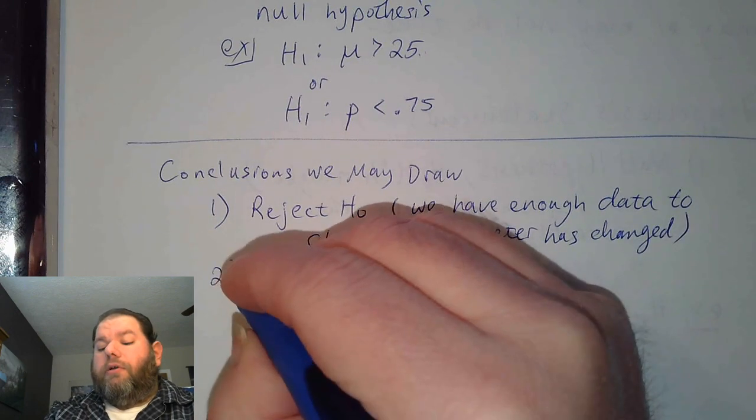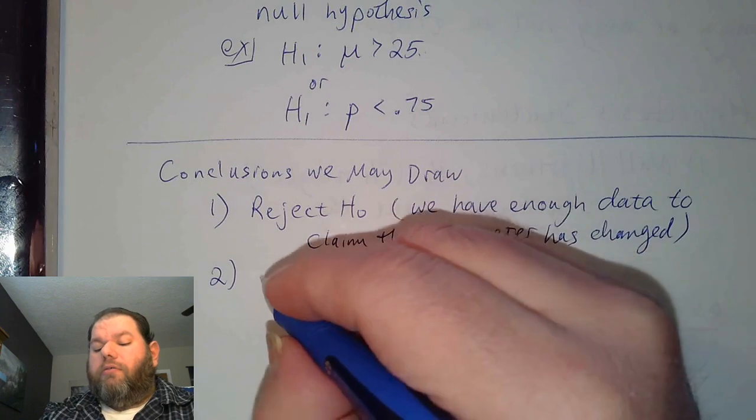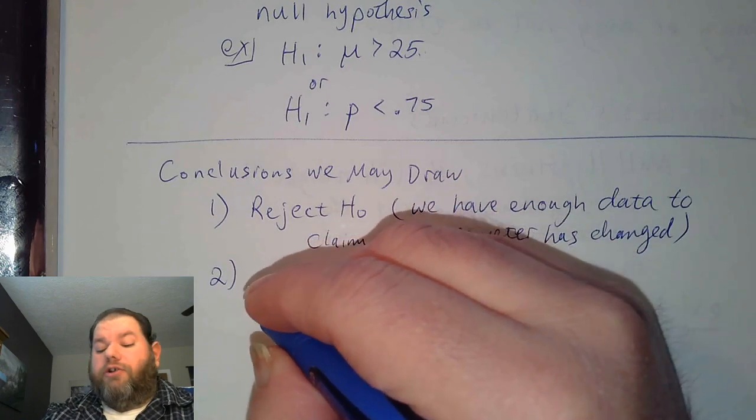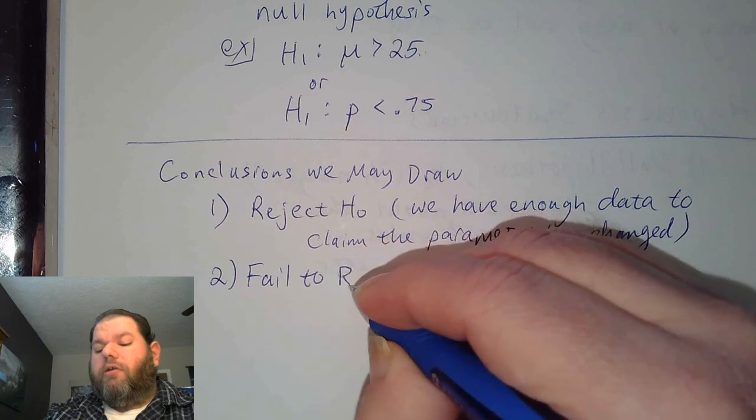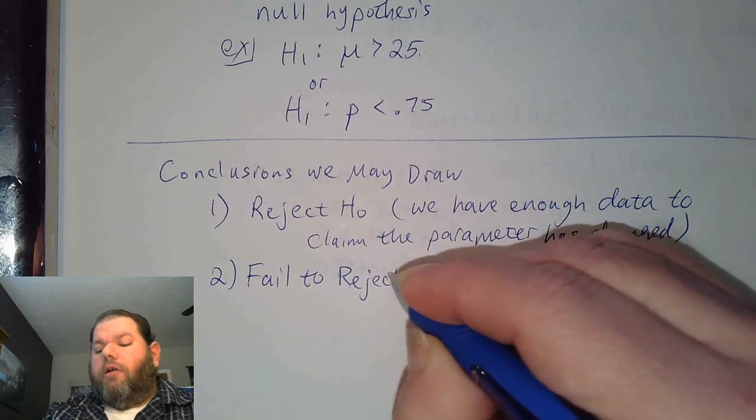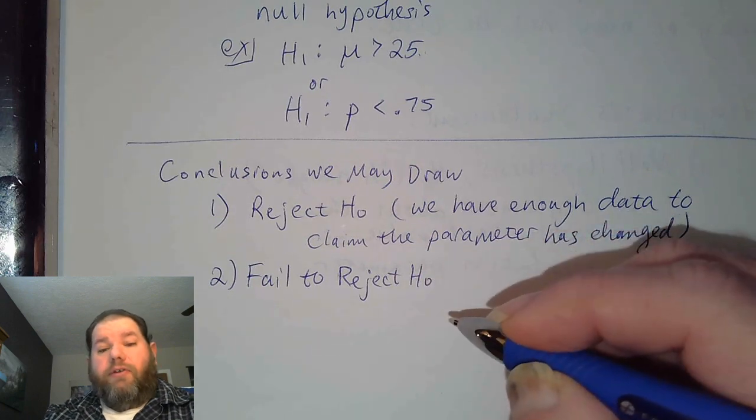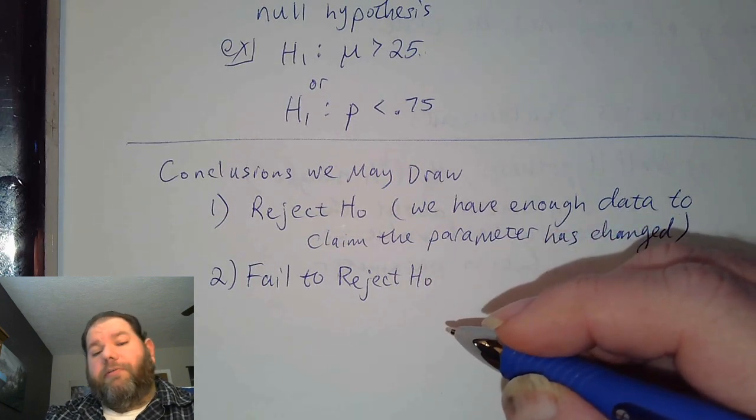And two, we may choose to fail to reject H naught, which means we have insufficient data to say that the parameter has changed.